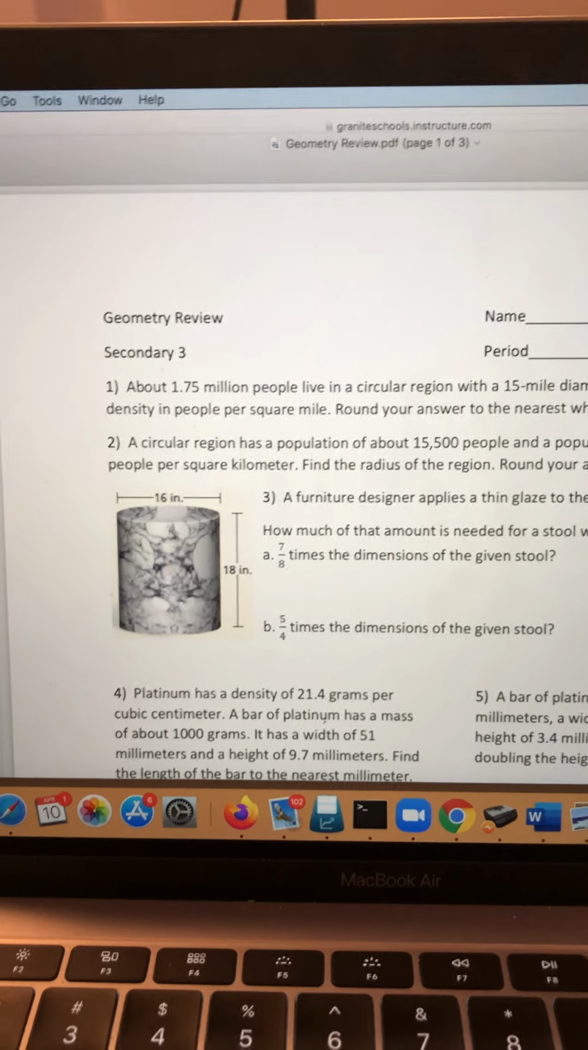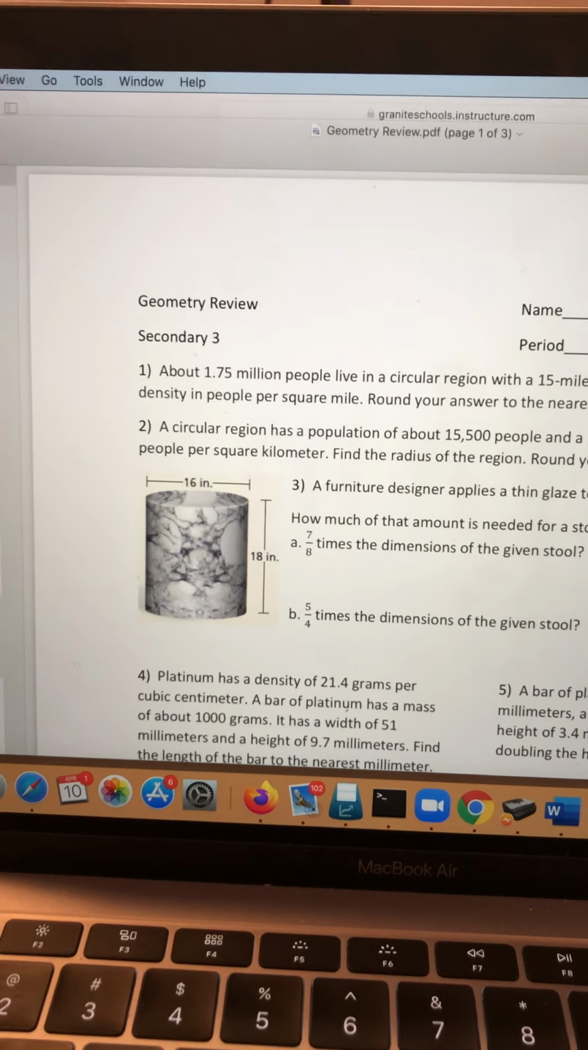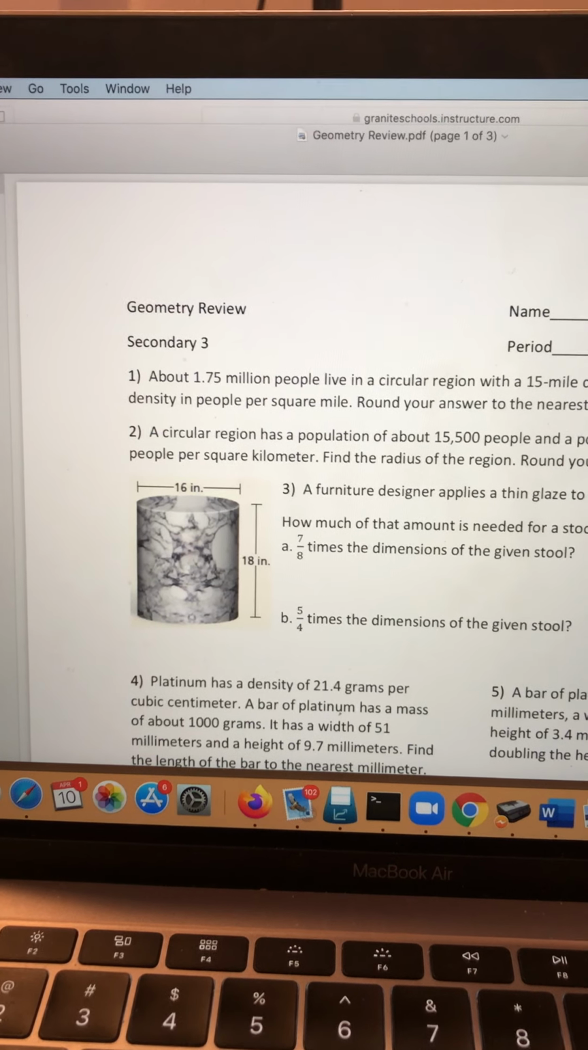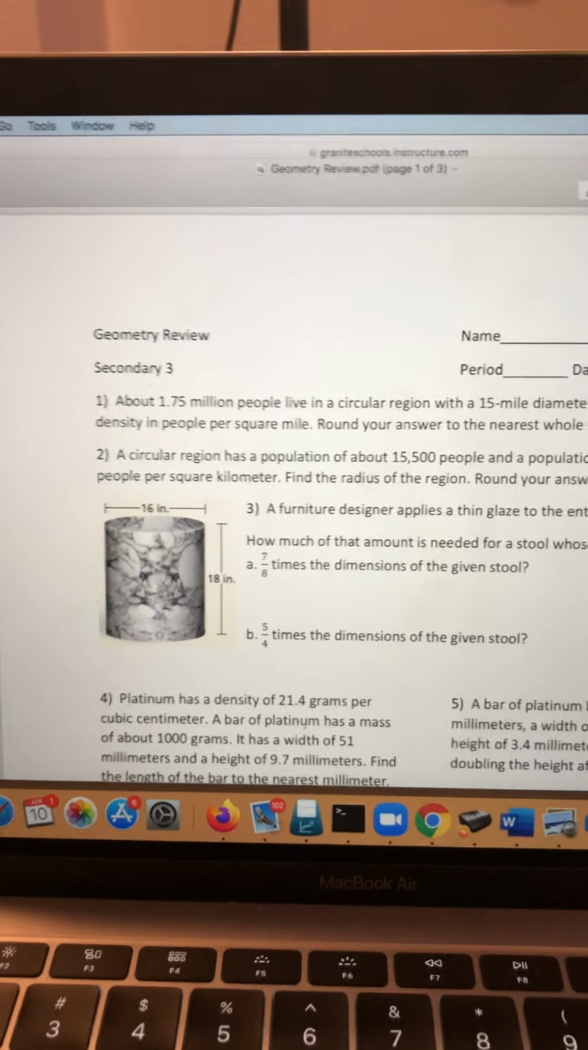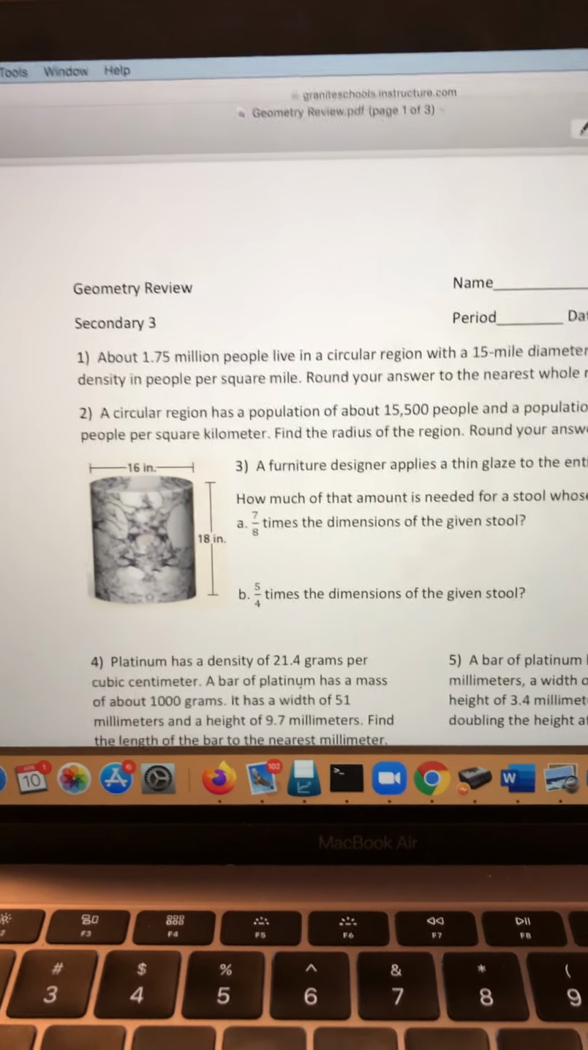All right, secondary math 3, I'm going to do a video for you. I hope this helps. I'm just going to work through the geometry review that's on your canvas, and hopefully this will answer some questions for you. Let's go ahead and work through number 1. This is the geometry review that you should do yourself. Maybe you should do it first and then come back and watch it and see if you have questions.